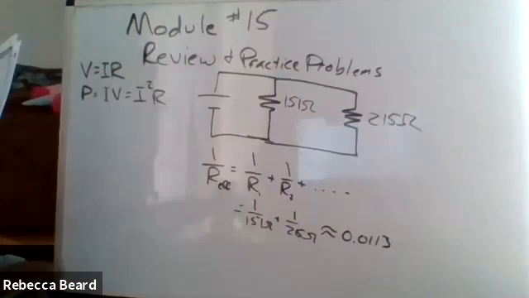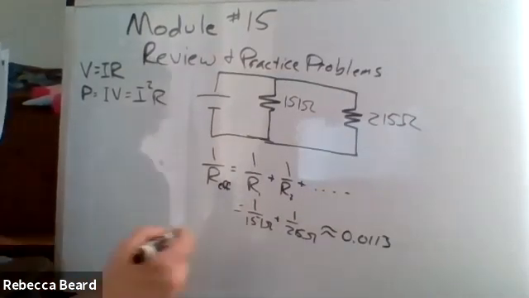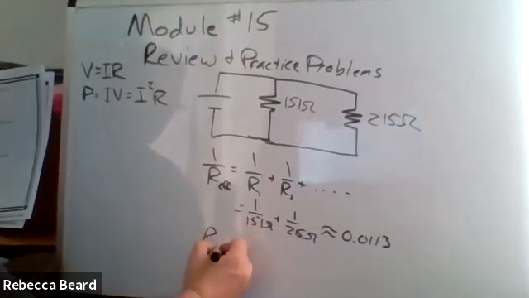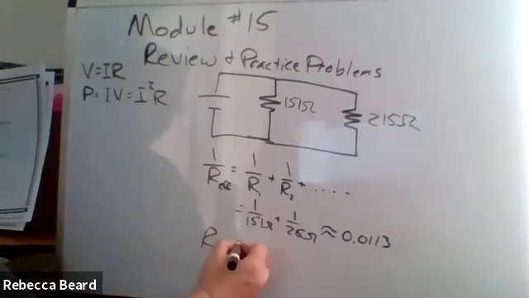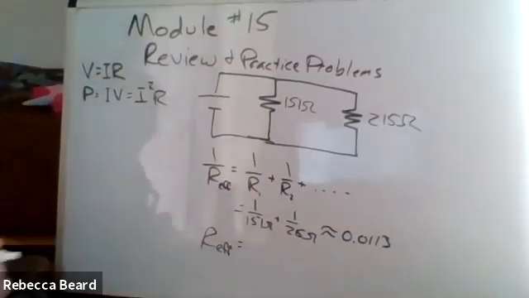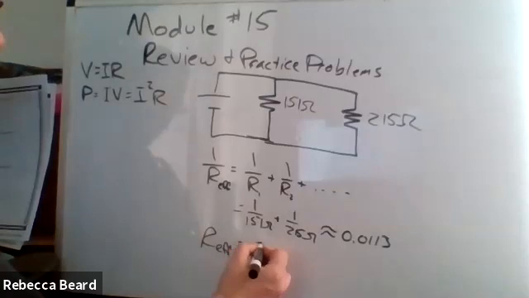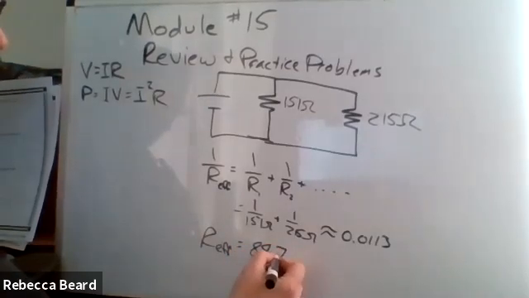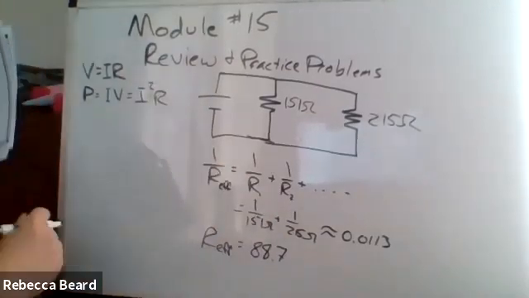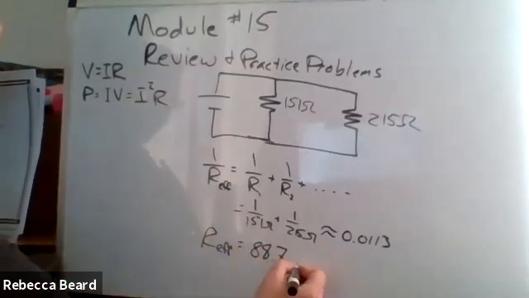So then we do a 1 over that. And I'm getting that the effective resistance in here is going to be 88.7022. So 88.7, and that would be ohms.